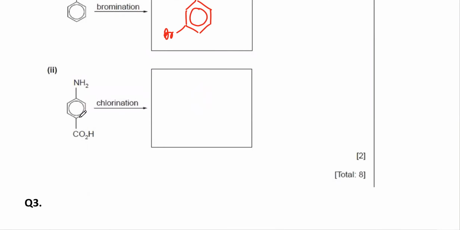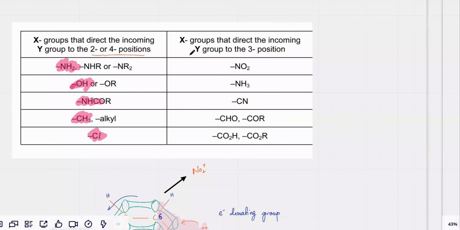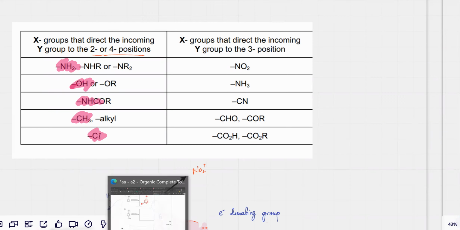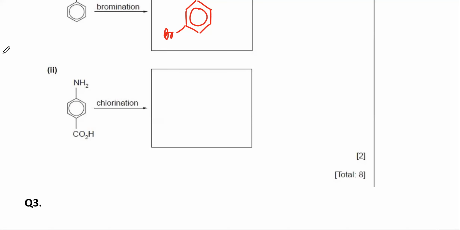This one is a tricky one. He's chlorinating this. Now, the problem is it's got a 2,4,6 directing group, NH2. The NH2 is a 2,4 directing group, and the other one is carboxylic acid, an electron withdrawing group, which is going to direct it at position number 3. So now if you've got 2 groups, what happens in this case? NH2 is going to direct it at positions 2 and 4, and this one is going to direct it at position 3. Now, where would the chlorine get attached?